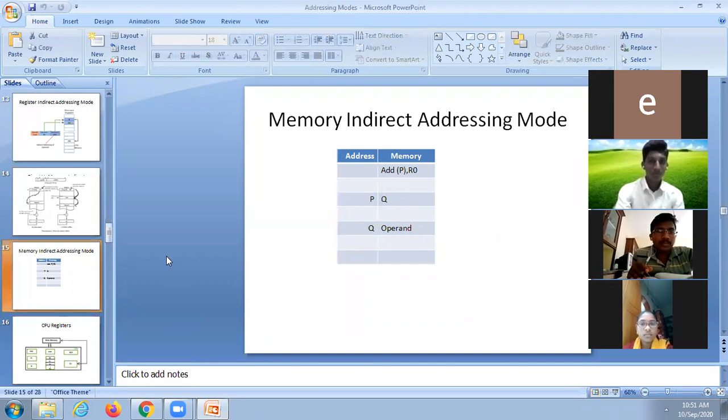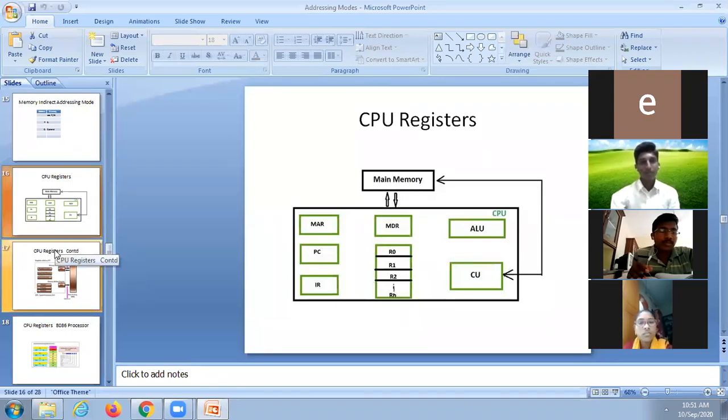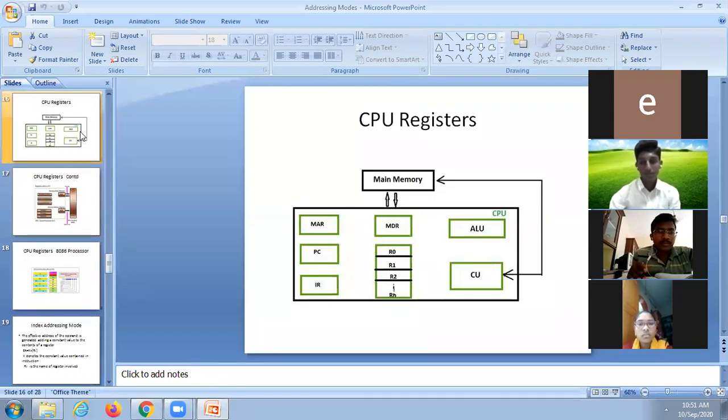After this, I explained in detail about CPU registers yesterday. Do you have any doubt in the CPU registers concept? I think it is clearly explained.